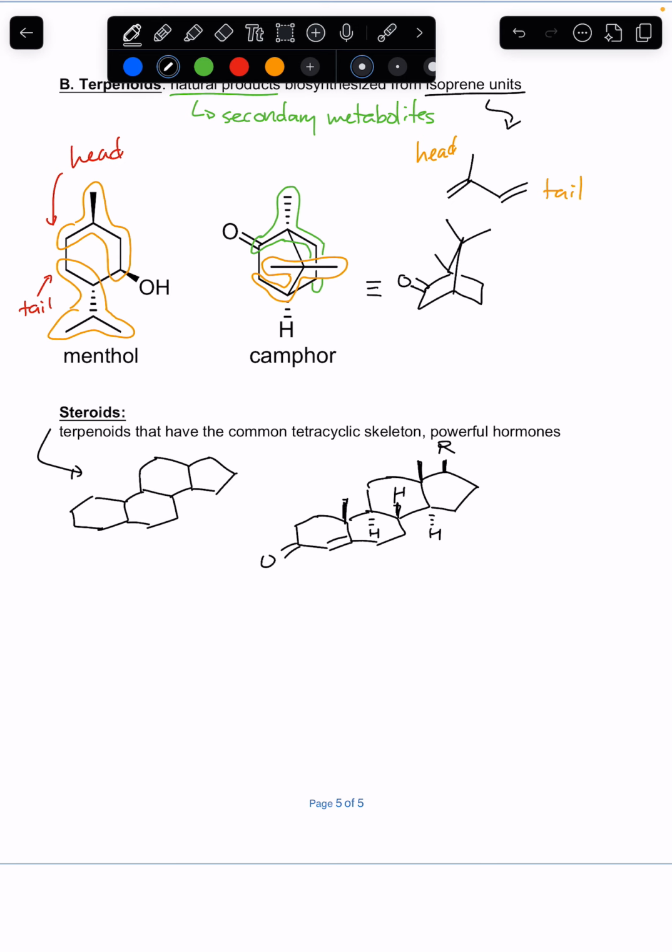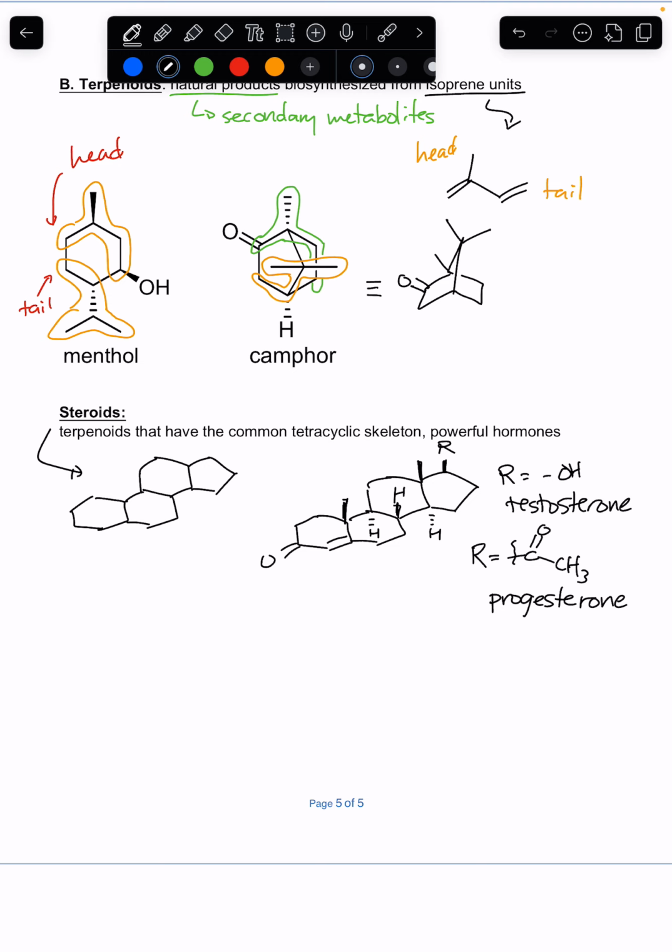And if the R group is an alcohol group, that's testosterone. Testosterone. Okay. That's the male hormone that makes us more muscular or whatever. And then if the R group is this ketone compound, or acetyl group technically, then that is progesterone, which is a female hormone that makes you more feminine in biological features.